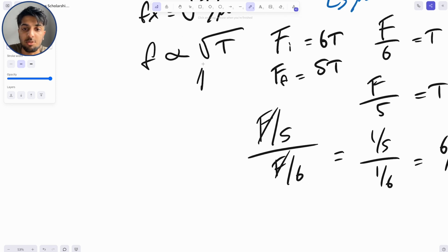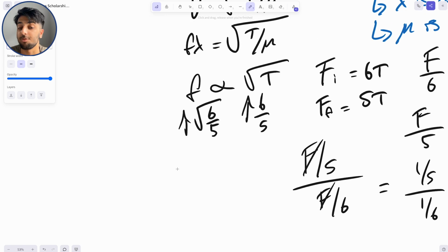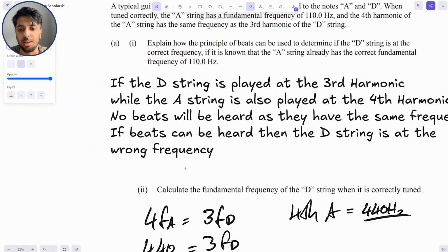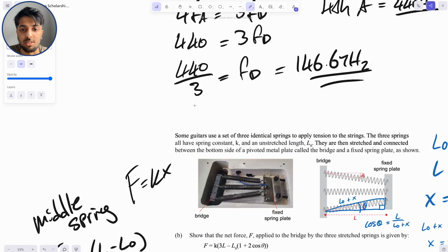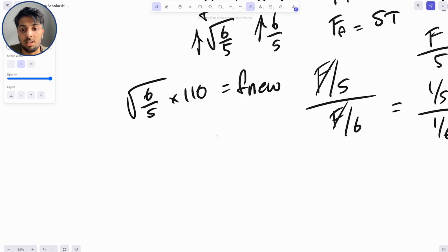And so if our tension force increases by 6 over 5, that means our frequency has to increase by the square root of 6 over 5. And so we can take the fundamental frequency of the A string, which was, I'm sure, given up here somewhere, 110 Hertz. And we can take the square root of 6 over 5 times 110 Hertz to give us the new frequency, and that's equal to 120.5 Hertz, and that's our new frequency.